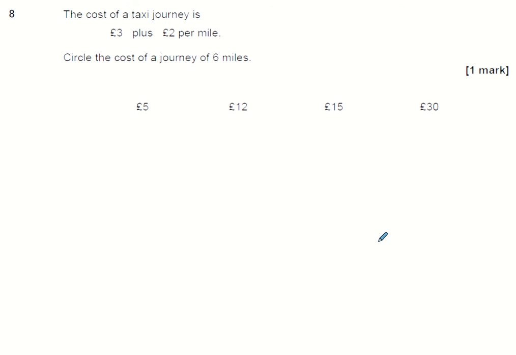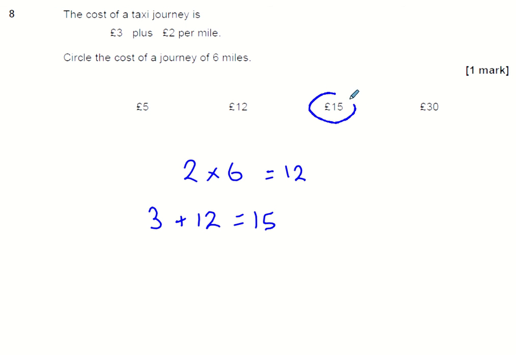Question 8. The cost of a taxi journey is £3 plus £2 per mile. Circle the cost of a journey of 6 miles. Well, the £3 is known as a fixed charge. That's going to be paid no matter how long the journey is. The only thing that changes our cost is how much we are travelling per mile. So £2 per mile for a total of 6 miles means that we are doing 2 multiplied by 6 to give us 12. But then we also have our fixed charge of £3. So 3 plus 12 is 15. So the total cost will be £15.